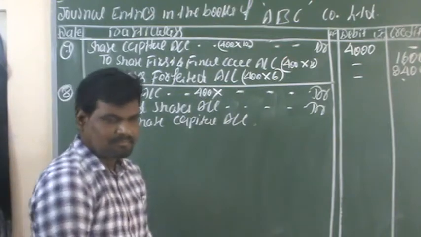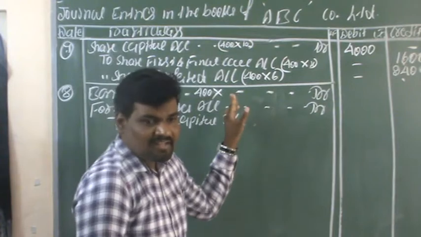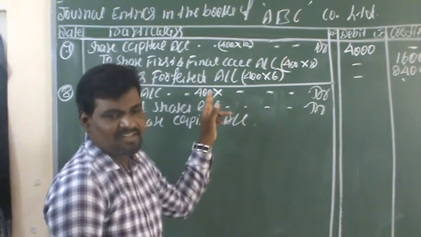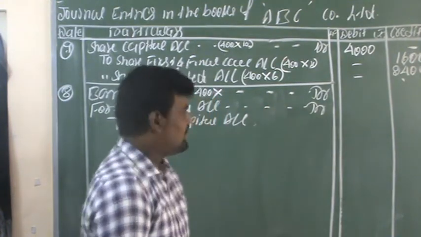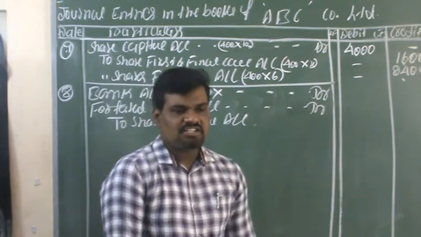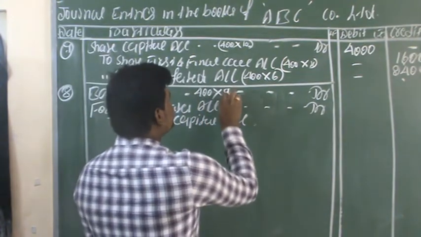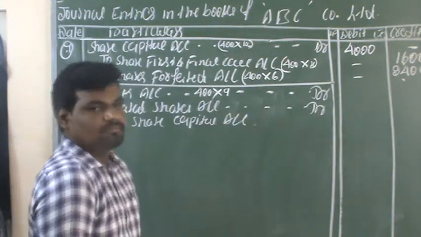Okay, come back here. In this company, 400 shares were forfeited, right? These 400 shares they are reissuing at a cost price of rupees 9 per share. 400 shares into 9 per share, 400 into 9.